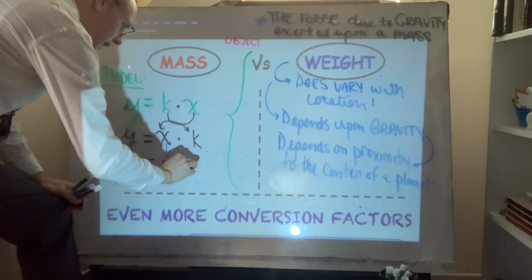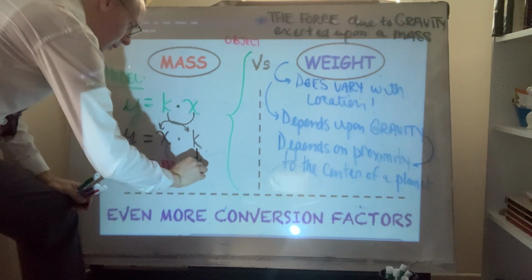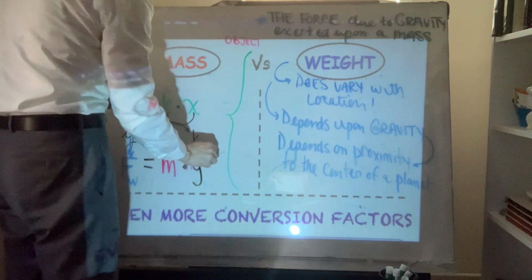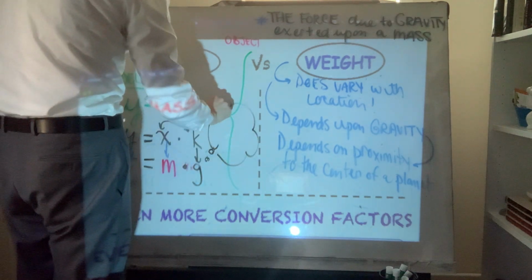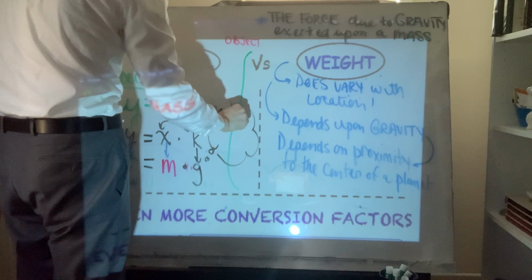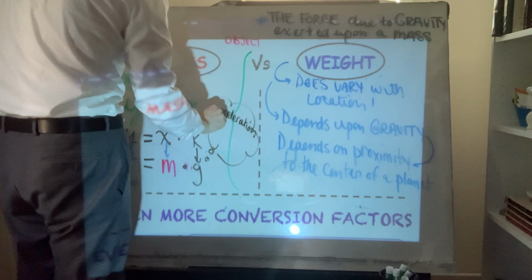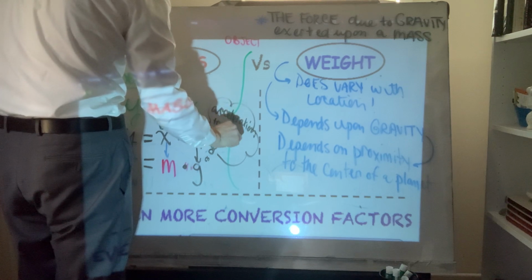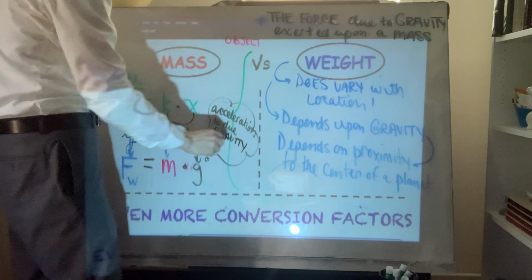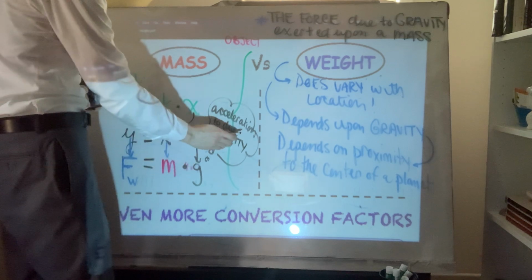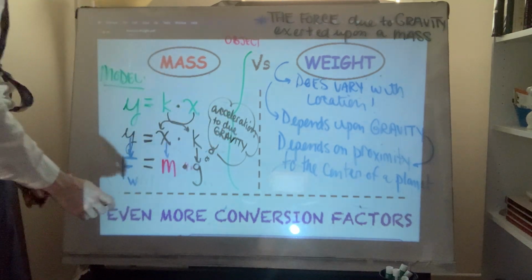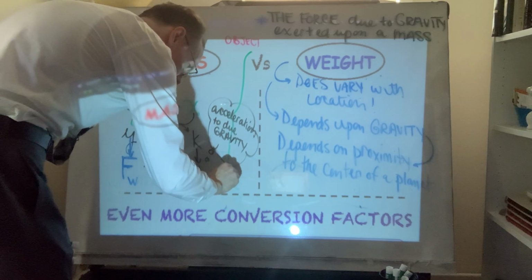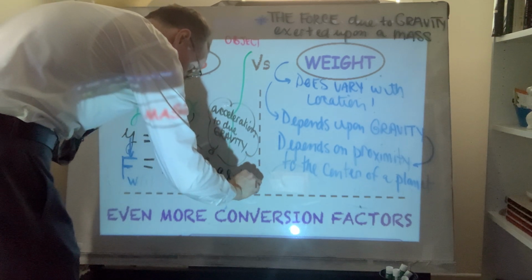And the proportionality constant is known as lowercase g, which is acceleration due to gravity. Now that depends on what planet you are standing on, or what body. On the Earth, it is famously negative 9.8 meters per second squared.